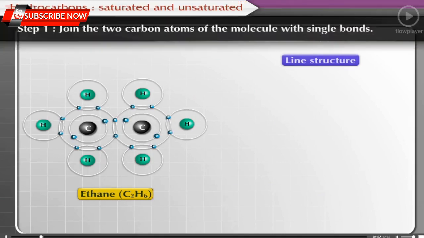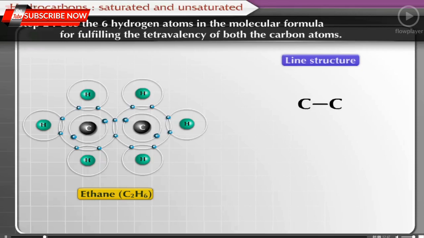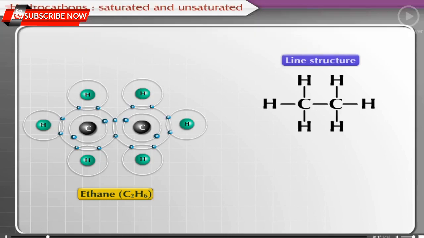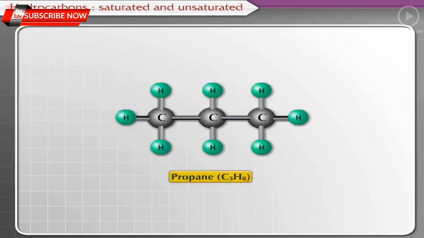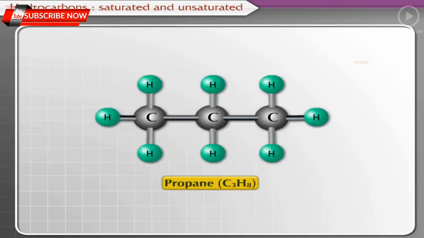Step 1 is to join the 2 carbon atoms of the molecule with single bonds. Then, step 2 is to fulfill the tetravalency of both the carbon atoms by using the 6 hydrogen atoms in the molecular formula. Now let us draw the electron dot structure of ethane. In the electron dot structure of ethane, electrons of carbon are represented by dots, while electrons of hydrogen are represented by cross. Now let us draw the structural formula of propane.